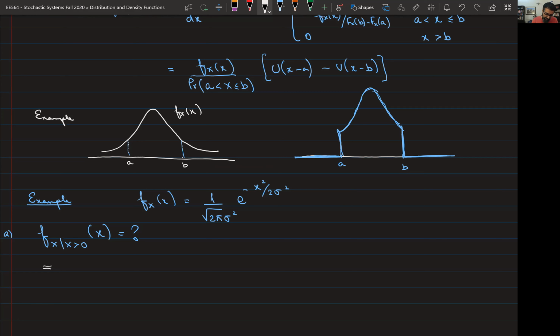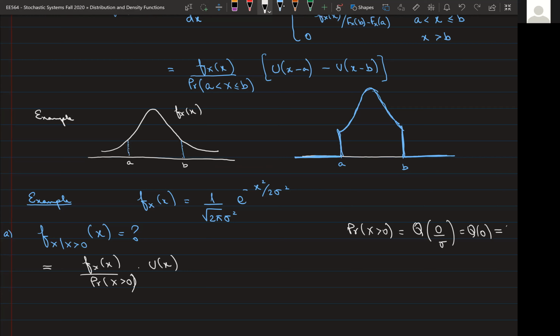Okay? So this will be equal to fx of x divided by the probability that x is greater than 0, times u of x. Right? And what is the probability that x is greater than 0? It is a Q function, which is 0 minus the mean. The mean is also 0. So this is 0 divided by sigma, doesn't really matter, which is Q of 0. What is Q of 0? Half. That's always half, because of the symmetry. Since it's symmetric around 0, this must be half. Okay? So I'm skipping a step here, so this half goes up.